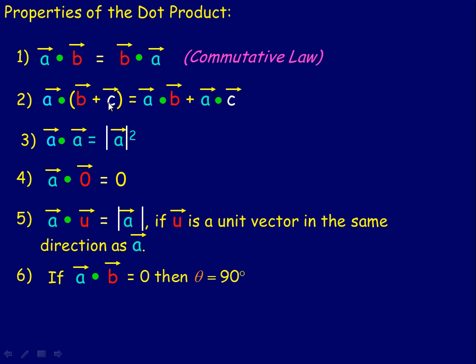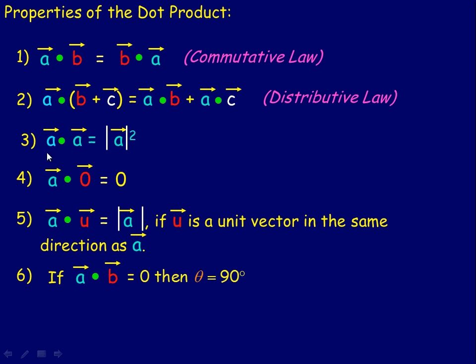A dot B plus C, this is the distributive law. If we take the dot product of A with a sum of B and C, we distribute it in, so A dot B plus A dot C. So that's the distributive law. A dot B plus C is A dot B plus A dot C.